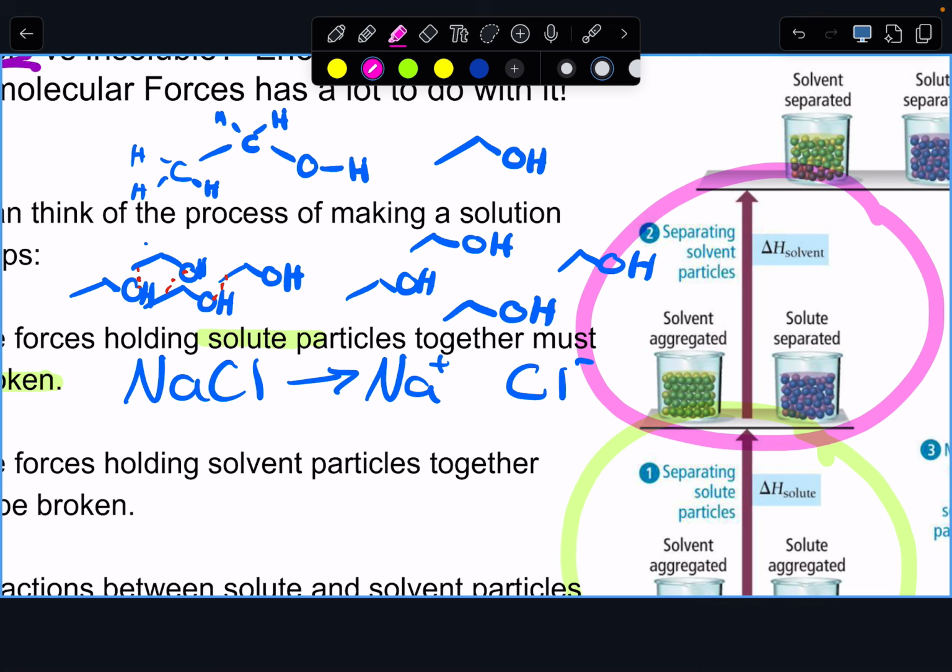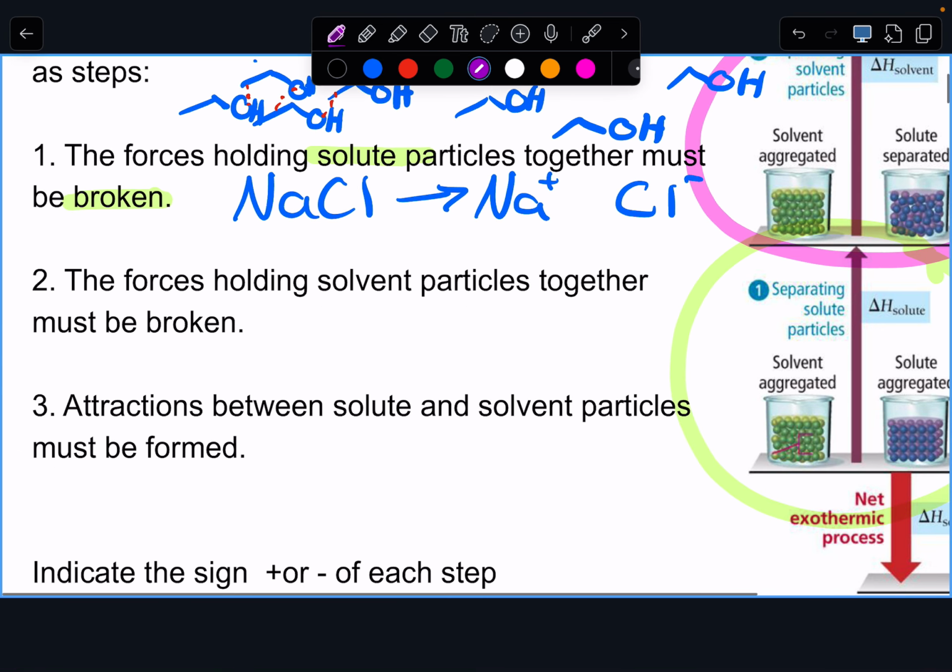The second step here is breaking apart the solvent particles. The energy associated with that is called the delta H of solvent. Why do we have to break apart the solvent? Because aren't we just putting something into the solvent? Well, think about you've got all of this water interacting with itself. So there's all these interactions. I'll go ahead and draw it. There's all these interactions between water molecules.